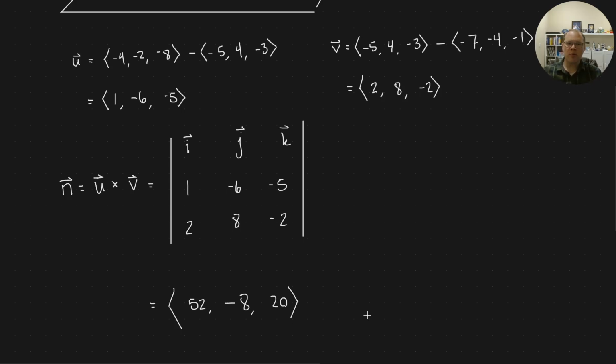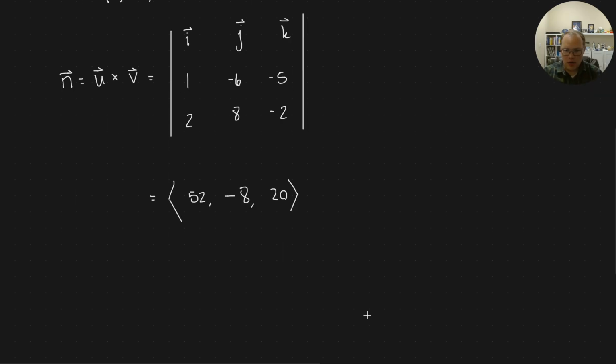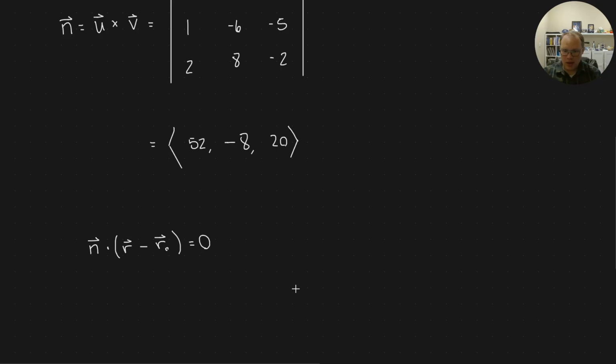Okay, there's my normal vector. That's the last piece I needed. Okay, so now the formula is normal vector dot variable vector minus a point in the plane equals 0. Plug in, a normal vector is 52, -8, 20. It's not the only normal vector, but any normal vector will work.